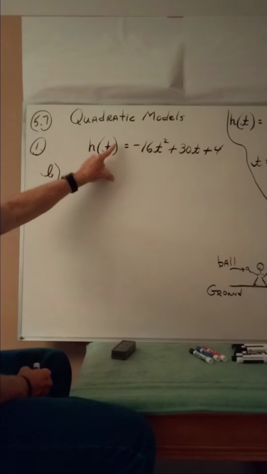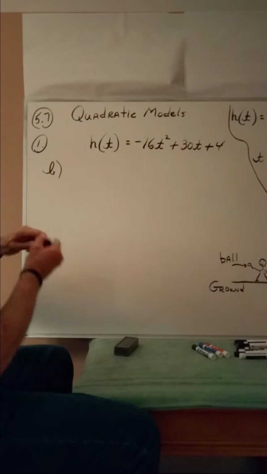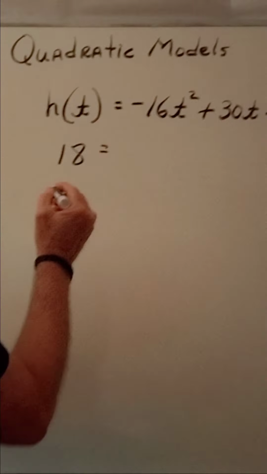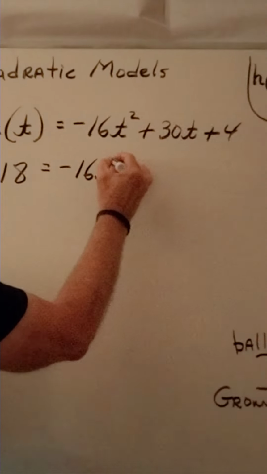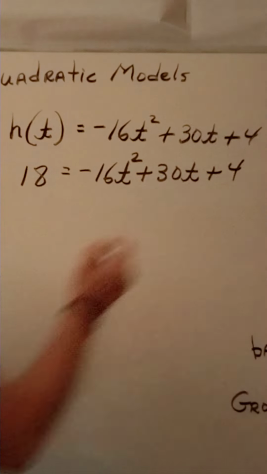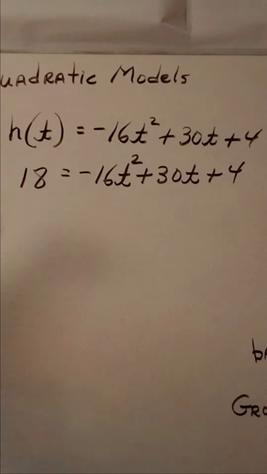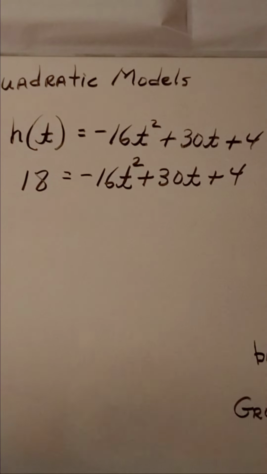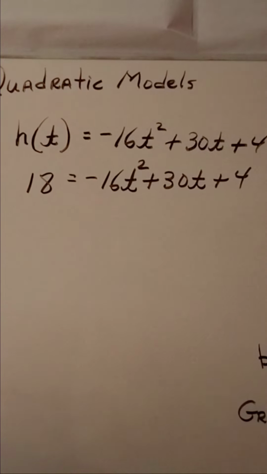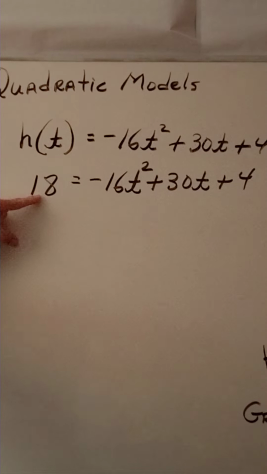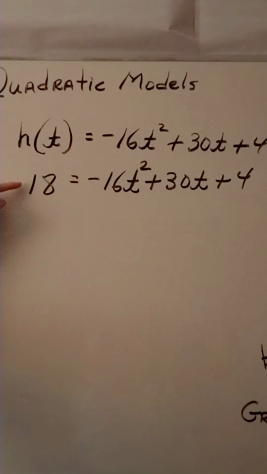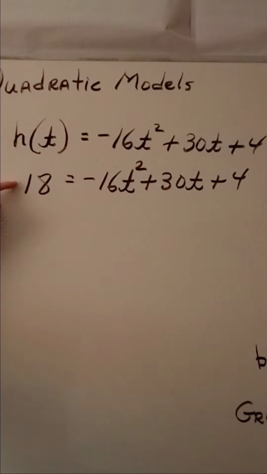We know the h of t is 18. And now we just copy the trinomial on the right-hand side. And we have a quadratic equation. And now we're going to solve the quadratic equation. Now, people, you can do one of a couple of things. You can move the 18 over to the right-hand side, thereby getting a 0 on the left, which we need to do because we need to get it into standard form.